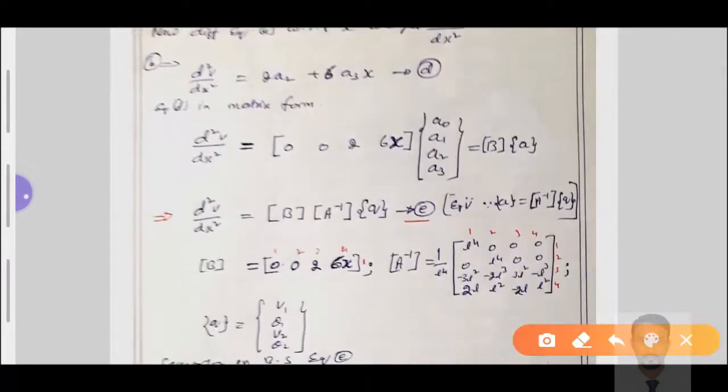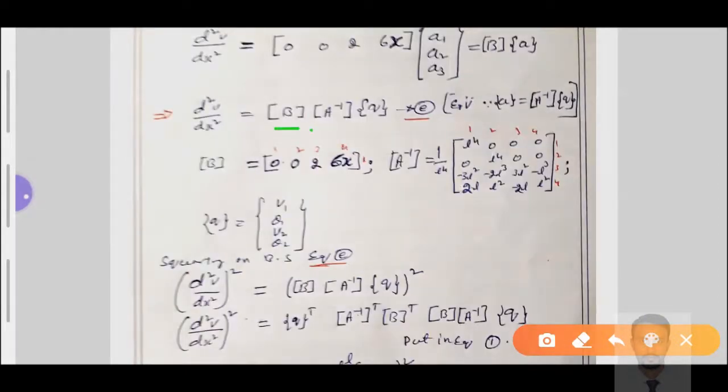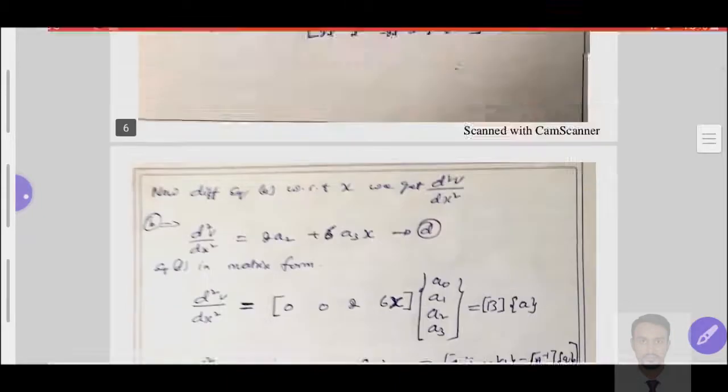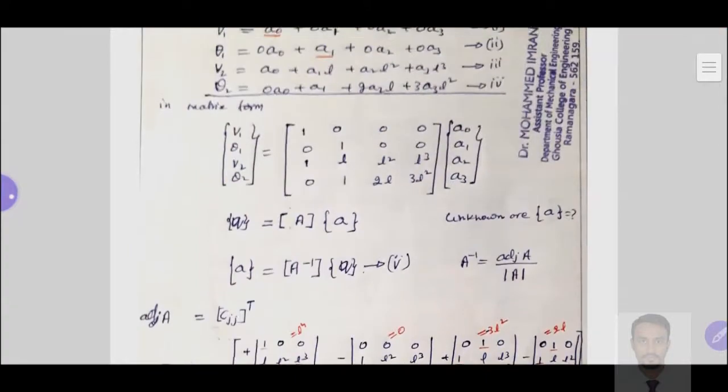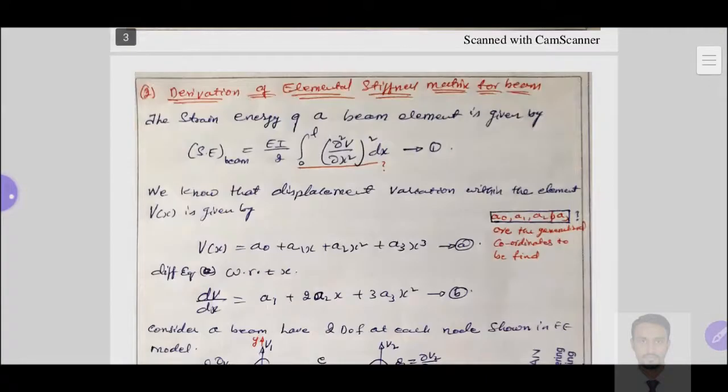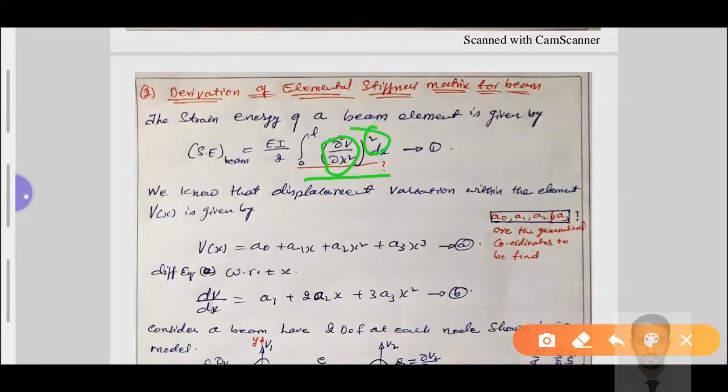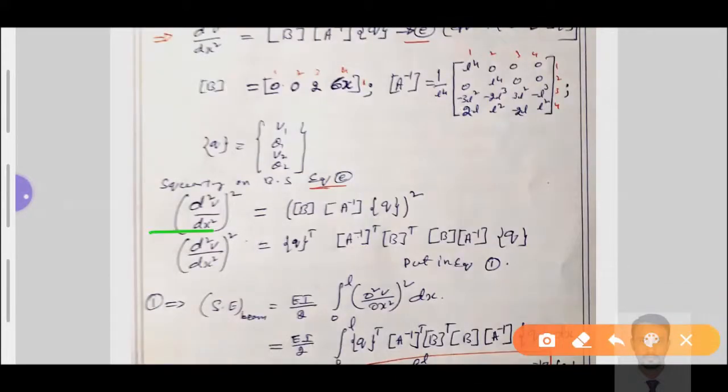Then this A matrix we have found here, this value will substitute in this equation number D. We will get this one, d square V by dx square is equals to B into A inverse of Q. A inverse of Q we have found out. Just substitute the value of the A inverse in this equation, B into A inverse of Q. We want here not d square V by dx square, d square V by dx square whole square we want. You can check out here. We got this value, square it. Then we have here d square V by dx square, which is equals to B matrix into A inverse into Q matrix. We got that. Then whole square of that.